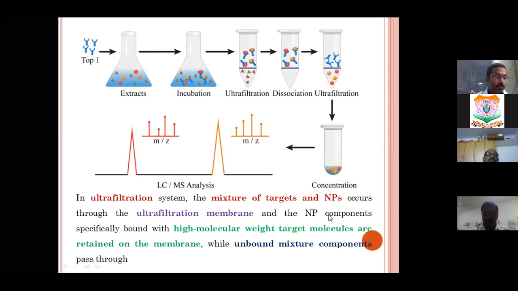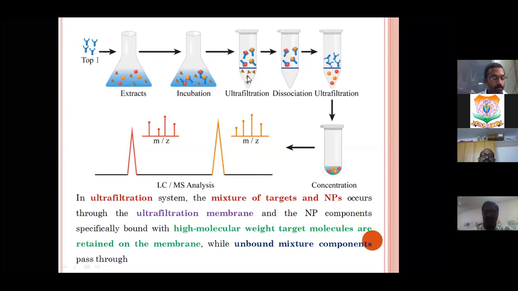Natural product active components specifically bound to the high molecular weight target molecules are retained on the membrane. You see here, these are the active components in the plant extract which bind, having a high molecular weight, and they are retained in the centrifugal tube, and some of them come out from that. And after that dissociation, they are going to separate the target as well as the active components.